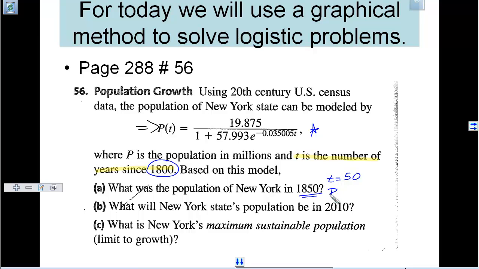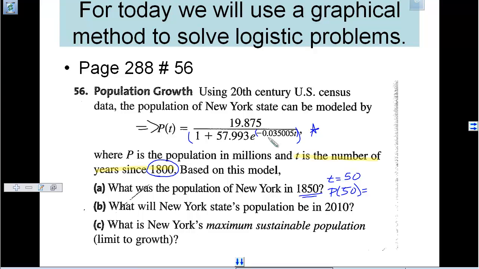So if I plug in the value of 50 into my equation, and here's where my calculator comes in handy, I'll get the value of the population. So let's go ahead and plug it in. If I take 19.875 divided by, and put parentheses in it if you're putting it in your calculator, 1 plus 57.993e to the, now here's another thing you want to be careful about. Just to be on the safe side, put an extra set of parentheses around your exponent here, so that it knows to multiply all of this before it takes it as the exponent.